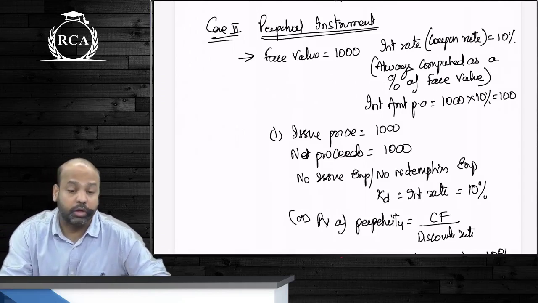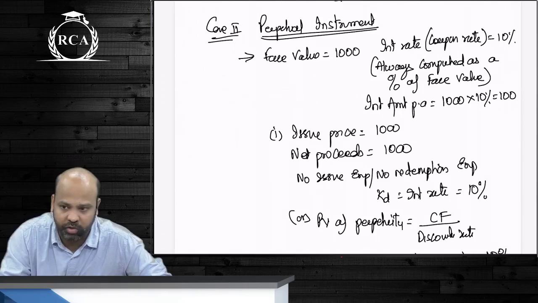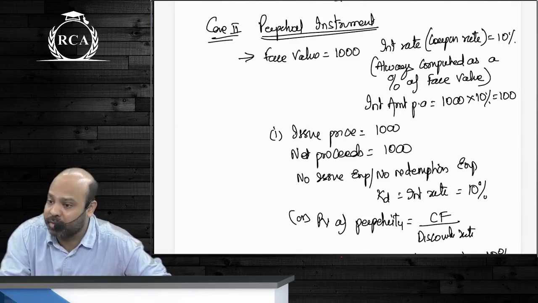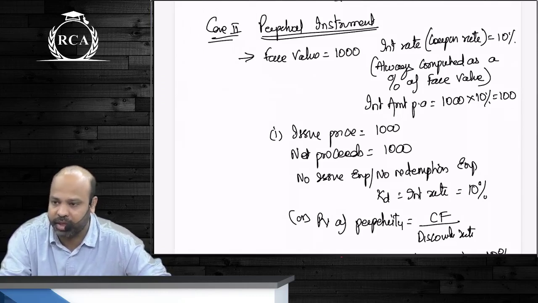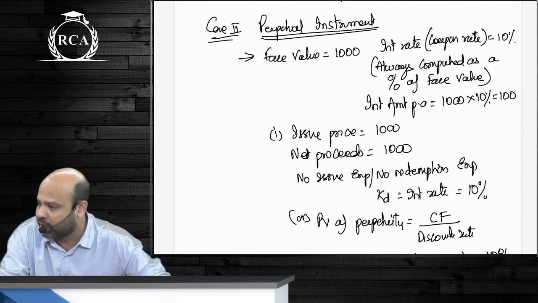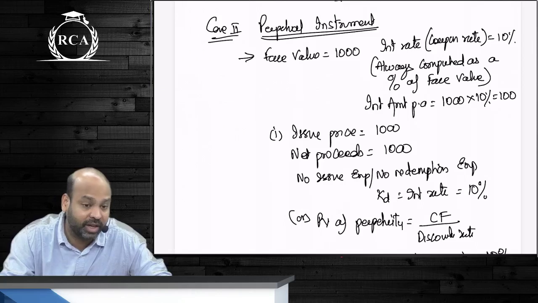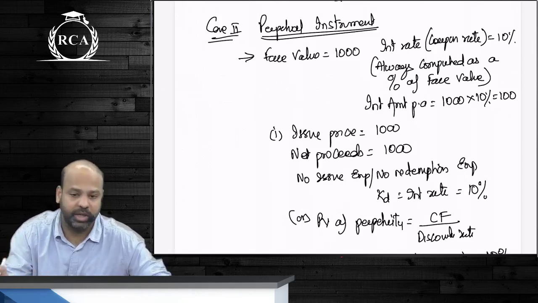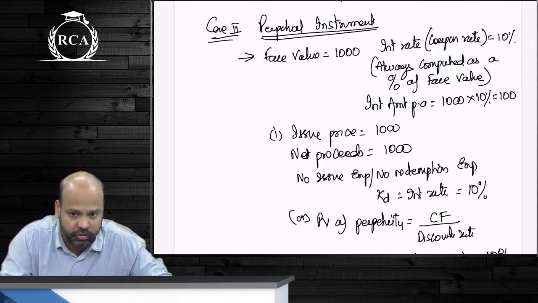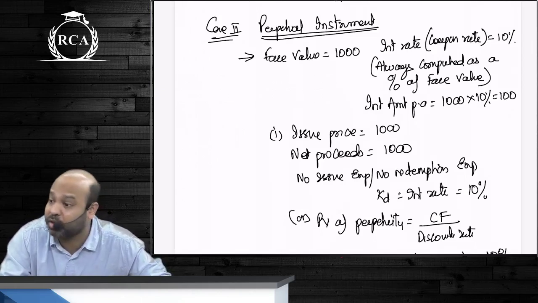So the cost of debt, guys, of a perpetual instrument is based on the present value of constant perpetuity. The present value of constant perpetuity is cash flow divided by discounting rate. That is why, guys, you write cost of debt as interest amount divided by net proceeds. If the question gives the issue price, please check if there's any flotation cost, because you're supposed to only consider the net amount that you're collecting.